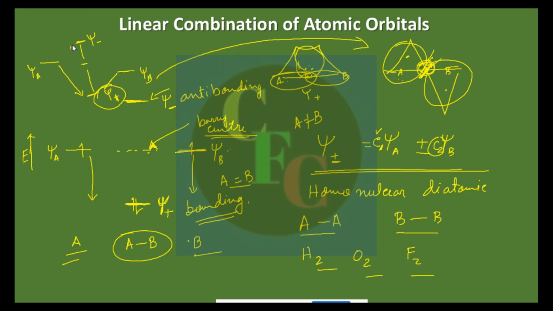Similarly, the antibonding is much closer to psi a, so the weightage here will be more of psi a than of psi b. So this is the relation, but nothing much. We can easily calculate the values of psi a and psi b mathematically, but for simplicity you can just use this: psi plus minus equals psi a plus psi b.